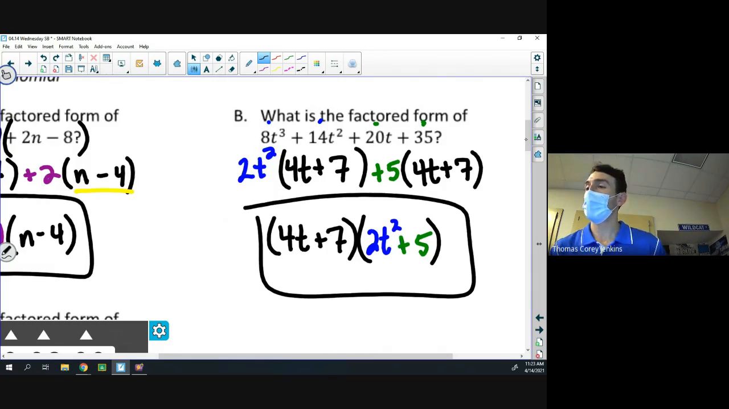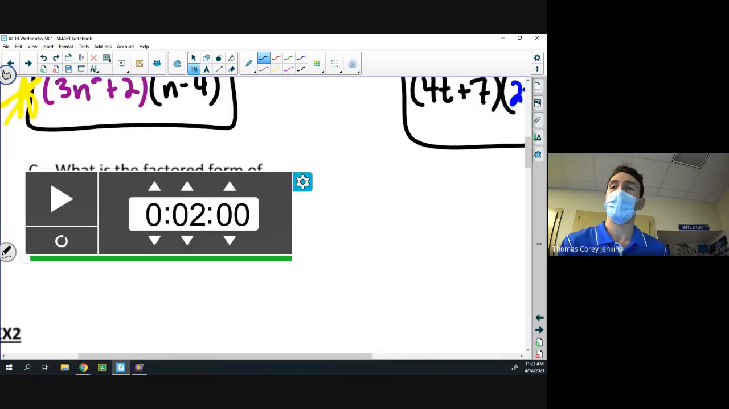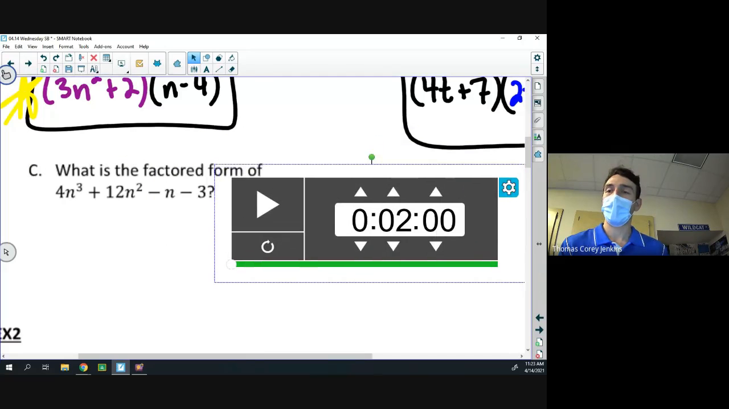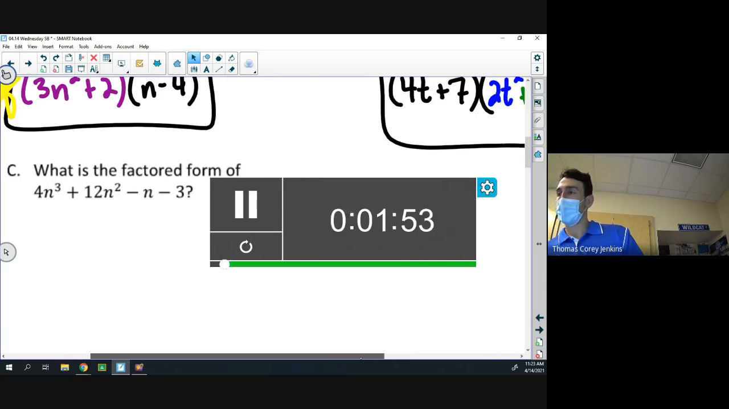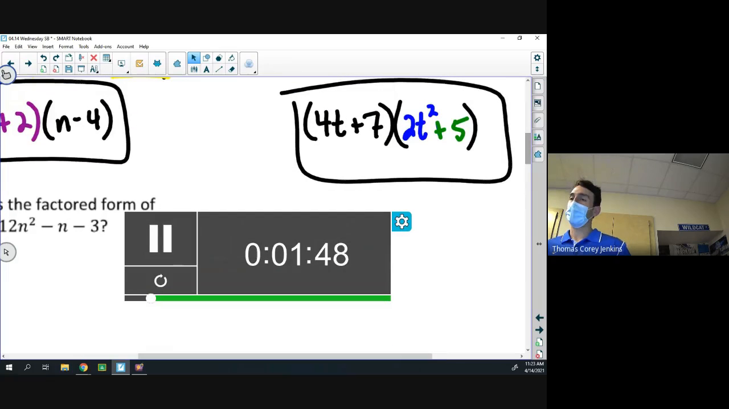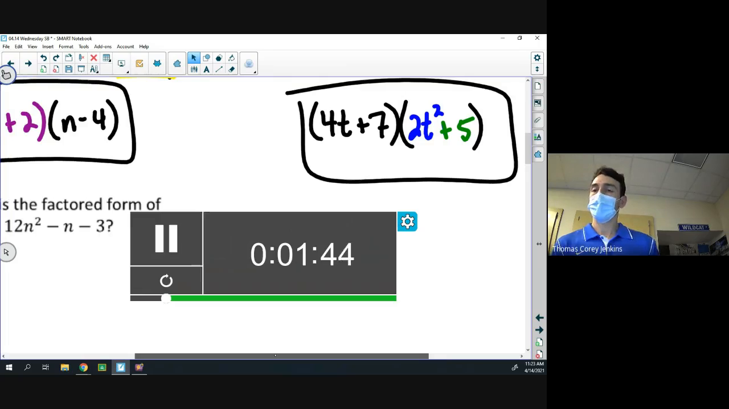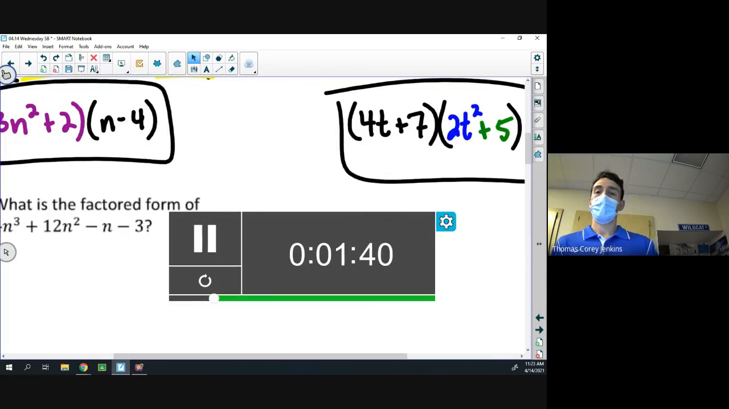So take what we just learned and try to do as much as you can on C. And actually, you know, give it your best effort. 4t plus 7. Sorry. Yeah, 4t plus 7 times 2t squared plus 5. Mm-hmm.